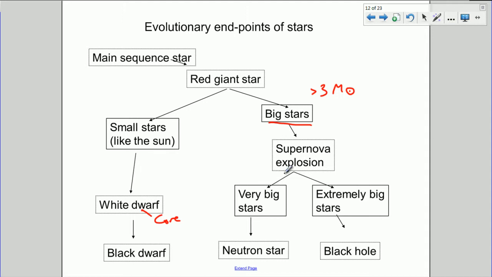So for very big stars, and we're talking about between 3 but less than 8 solar masses, roughly, what's left behind is what we call a neutron star. A pulsar is a type of neutron star. And neutron stars are very strange objects, with very peculiar properties. And that's where that star ends its life, usually with a nebula around it, resulting from the supernova. And extremely big stars, so we're now talking about more than 8 solar masses, you end up with a black hole, which is an extreme object, which we'll talk about at the end of this video.